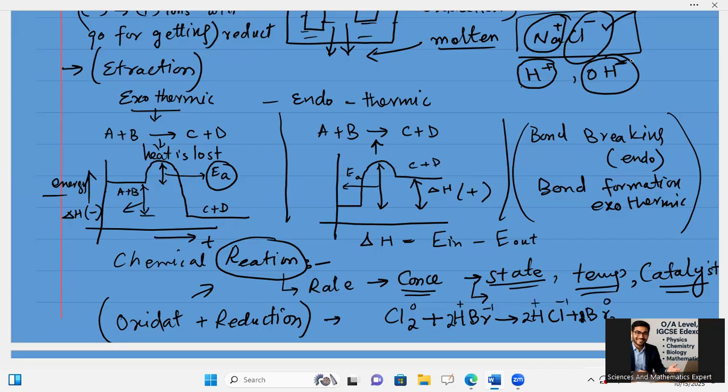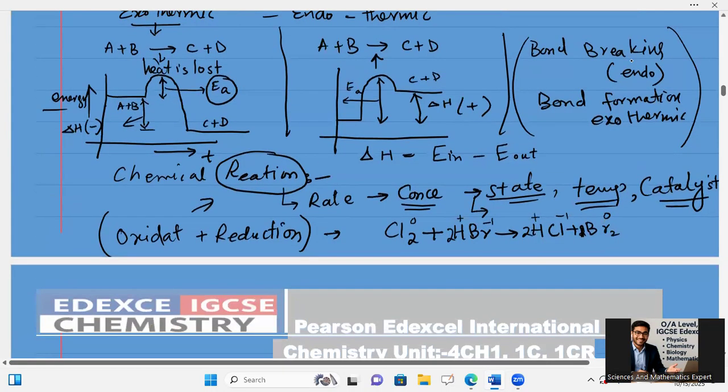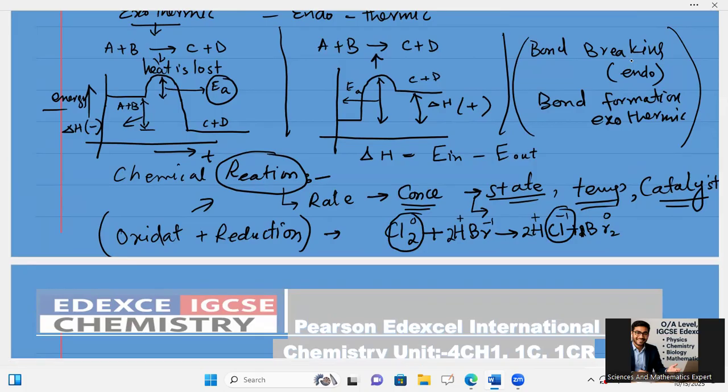When you observe here that chlorine is changed from 0 to -1, it means gain of electron, reduction has happened. Bromine has lost its electron, loss is oxidation, and in the same reaction both are happening. So these are called redox reactions.